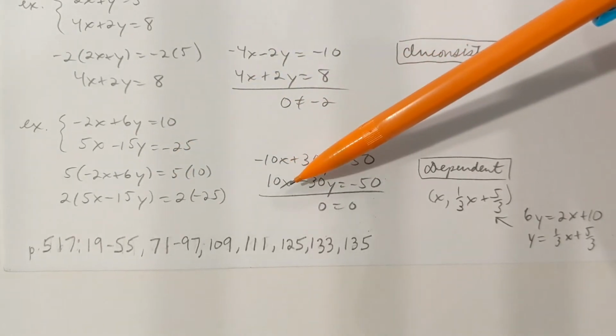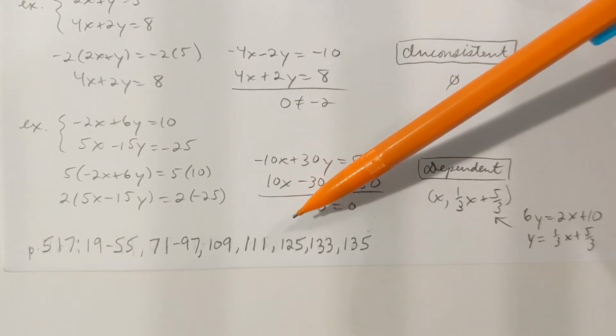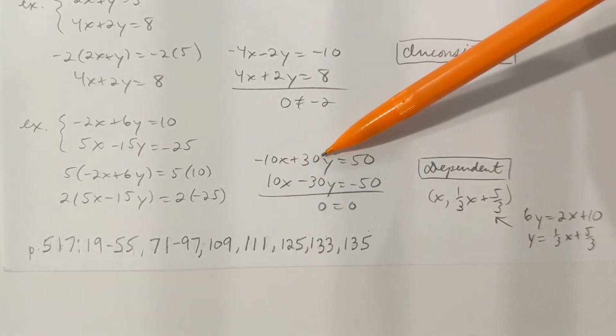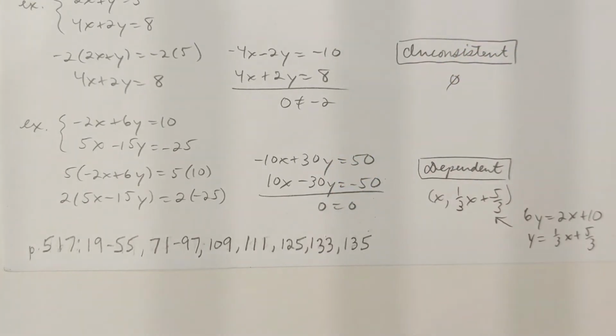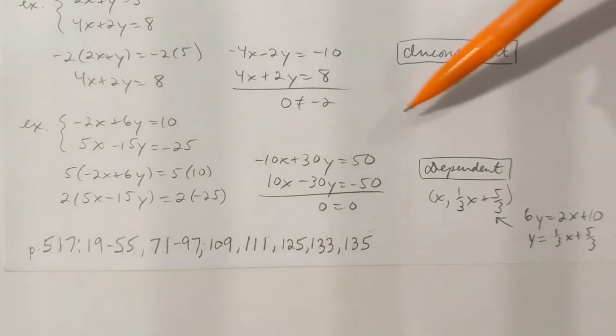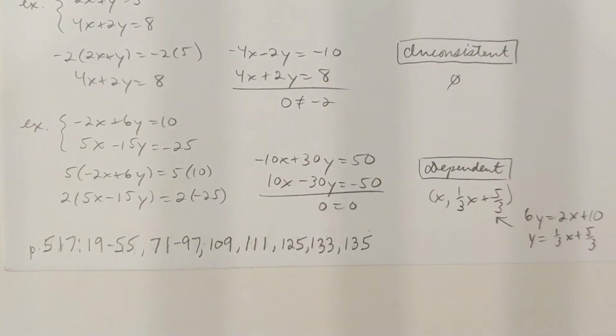Now when I add these together, negative 10x plus 10x is 0. X is eliminated. That looks good. That's what I wanted. And then 30y minus 30y is 0. So y is actually eliminated also. 50 minus 50 is 0. Okay, so I get 0 equals 0. And of course that is not news to me.